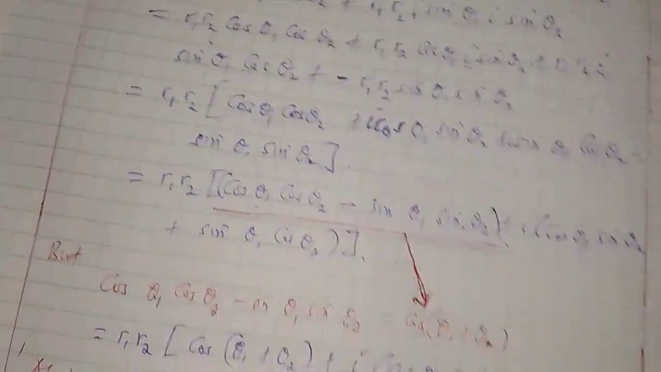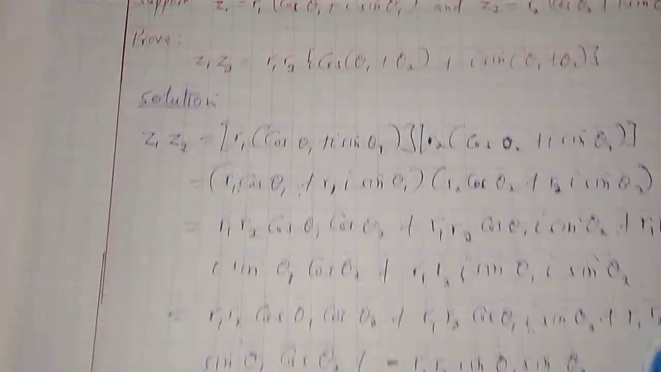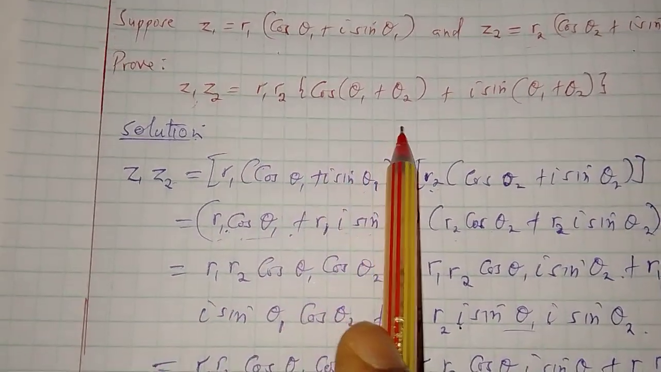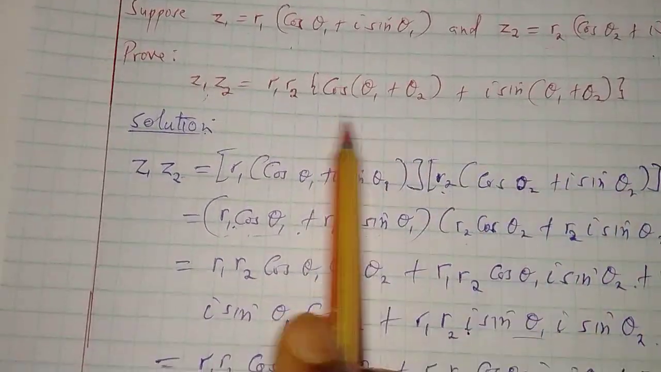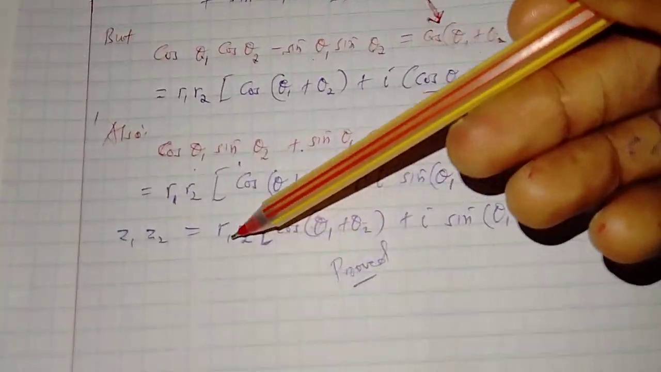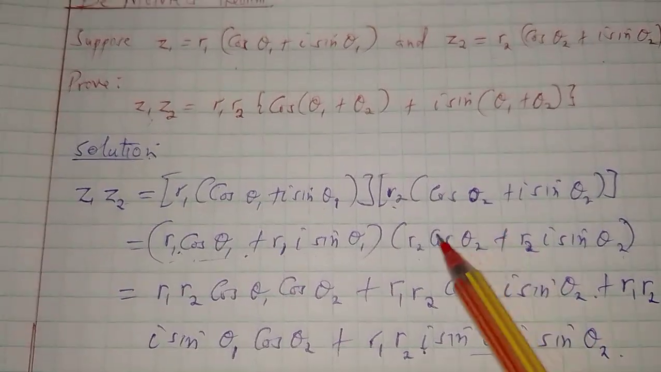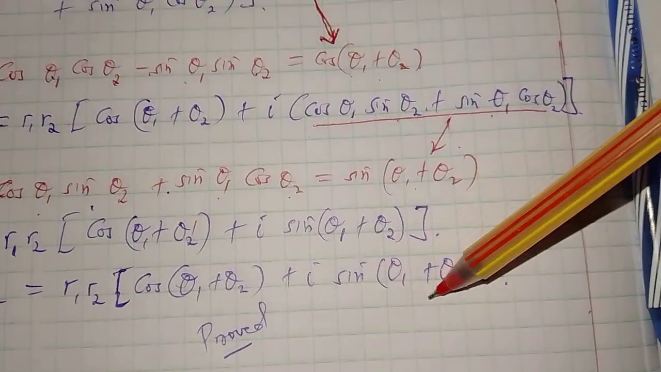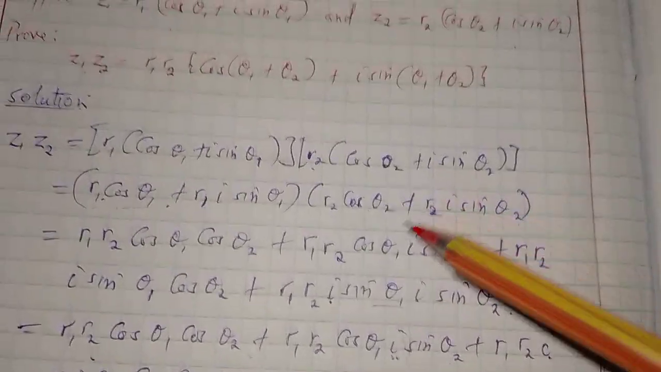Remember, the question was we were to prove z1 z2 is equal to r1 r2 this one. You can compare and see, of course theta1 plus theta2, as you can see, plus that one.